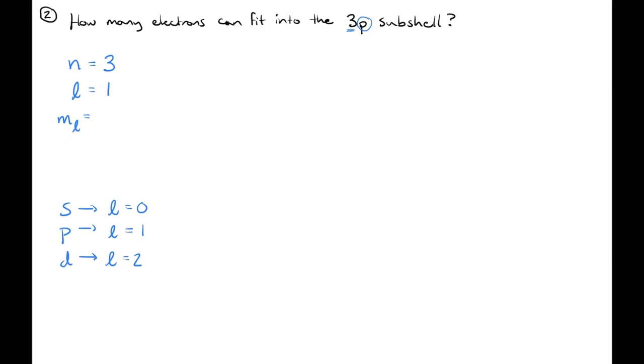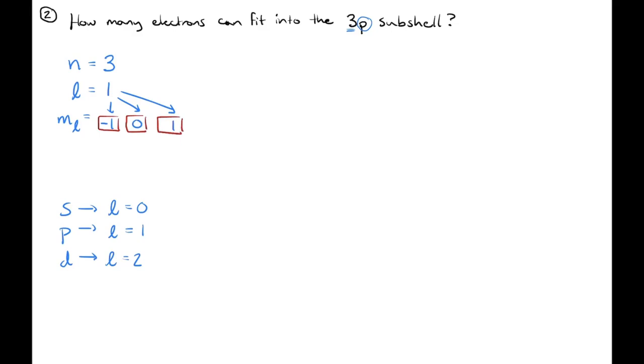We can see here that we actually have 3 possibilities for m sub l. We can have -1, 0, or 1. That tells us that within this subshell, we have 3 total orbitals, right? That's all we're trying to get at here.